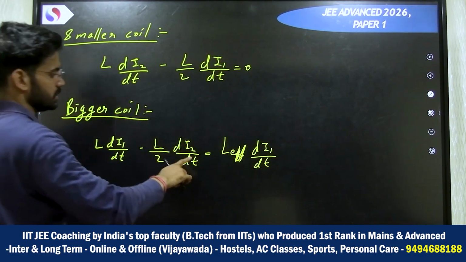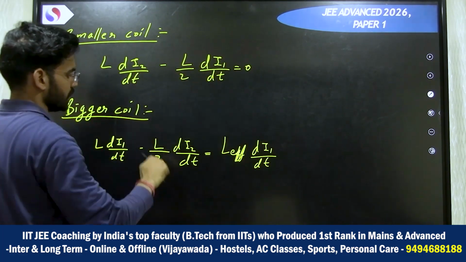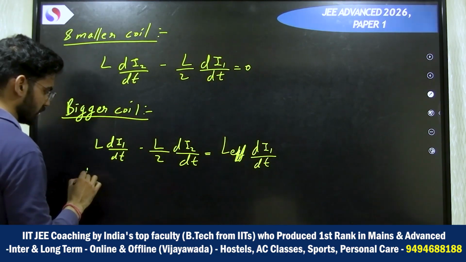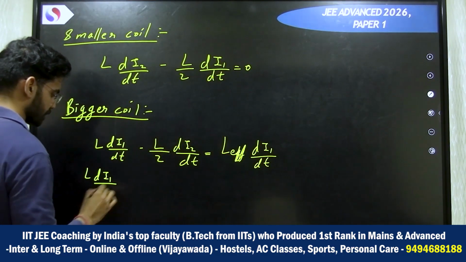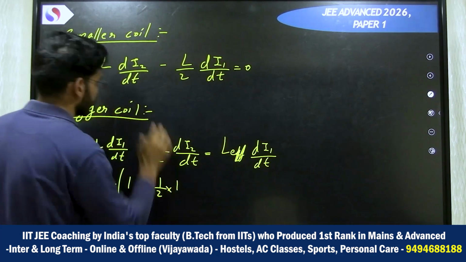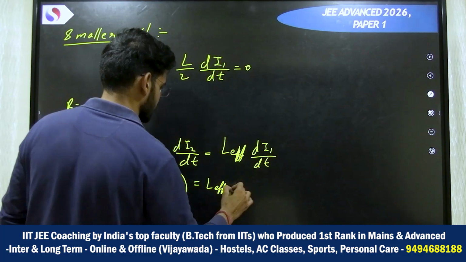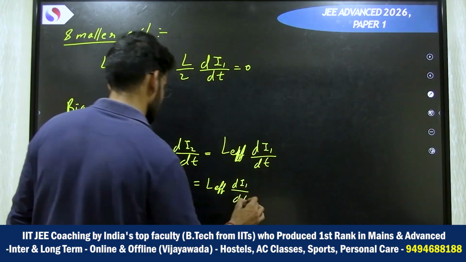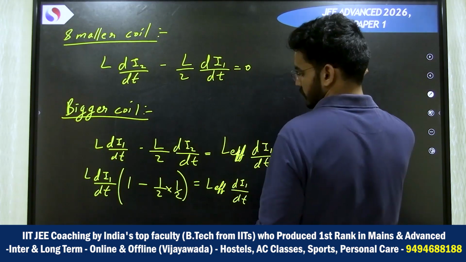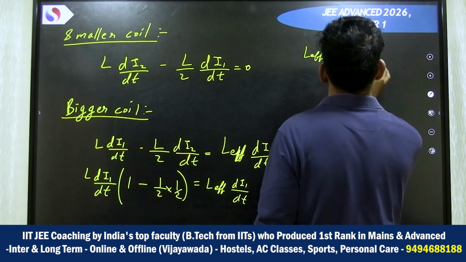So dI2 by dt, if I see, will be half of dI1 by dt. So here you will put half of dI1 by dt. So dI1 by dt into L common. Here you will have 1, and here 1 by 2 into 1 by 2, that is 1 by 4, equals L effective into dI1 by dt. So from here if we compare, L effective is how much? 1 minus 1 by 4, that is 3 by 4, so 3L by 4.